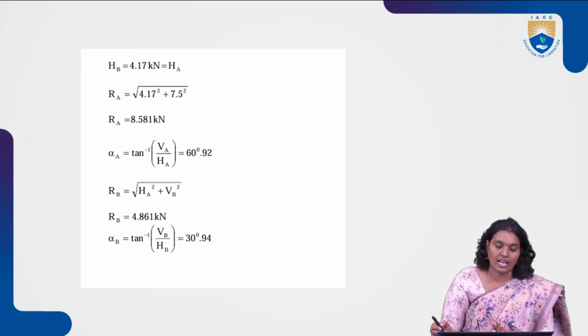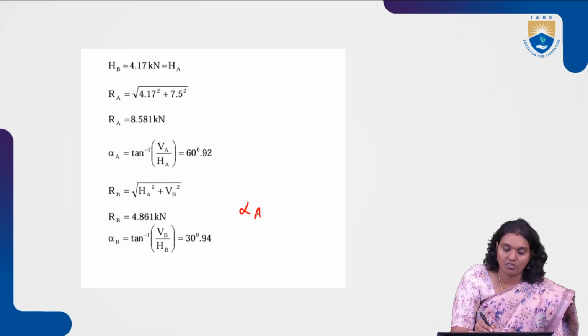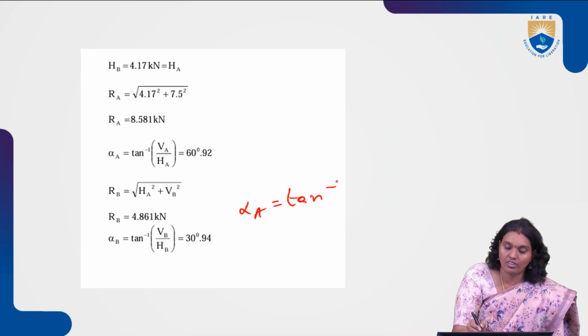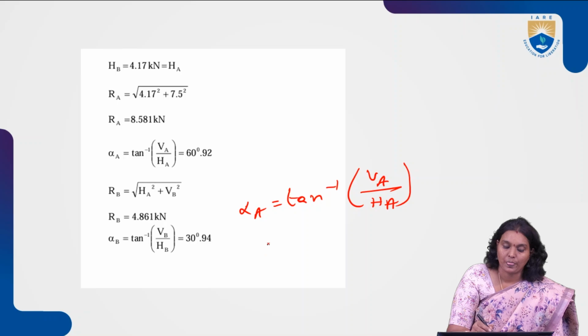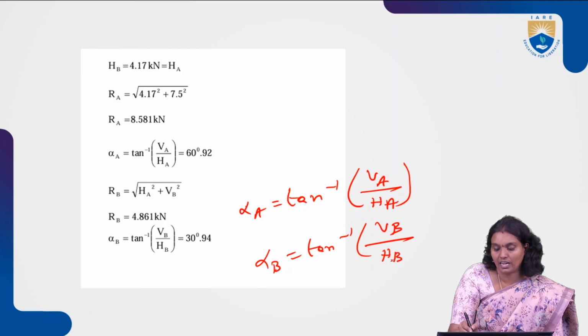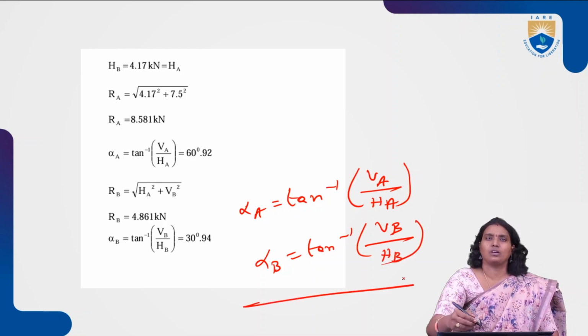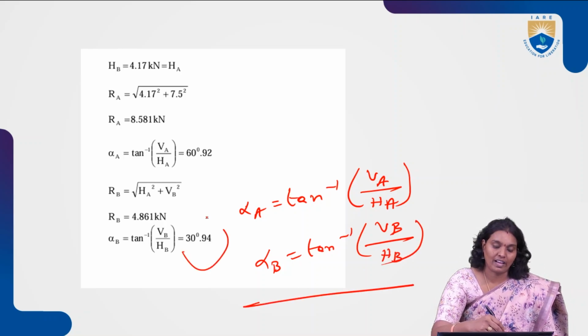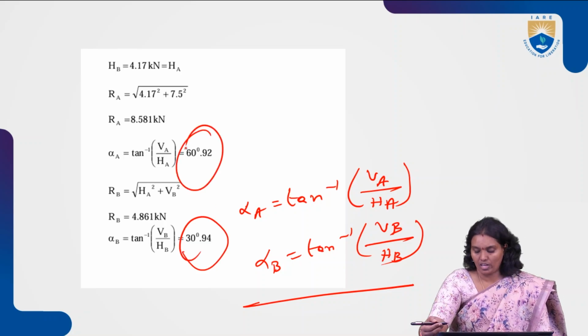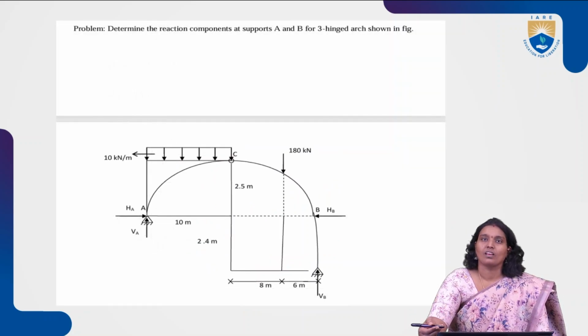Reactions at A are RA, and alpha A is equal to tan inverse of the vertical reaction at A by the horizontal reaction at A, and alpha B is equal to tan inverse of the vertical reaction at B and the horizontal reaction at B. So substitute all the values, we will get the final answers. Like this, we are going to understand these conditions.